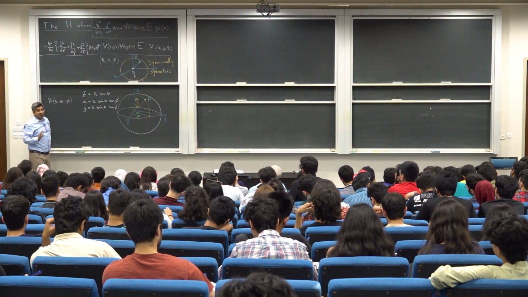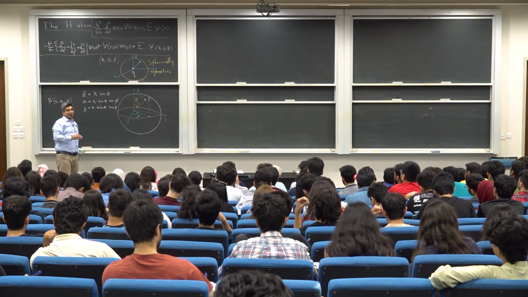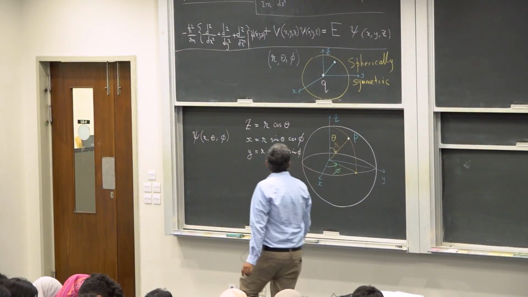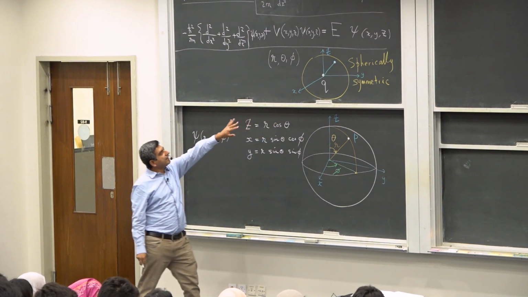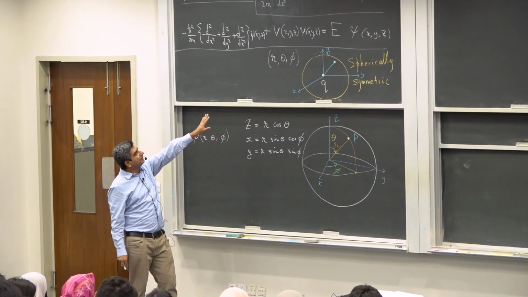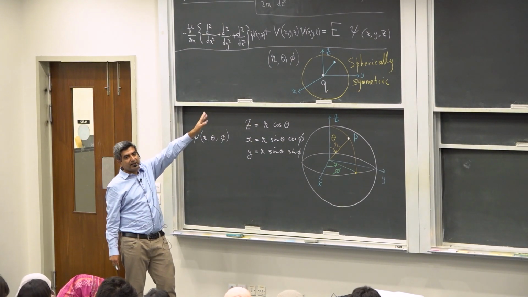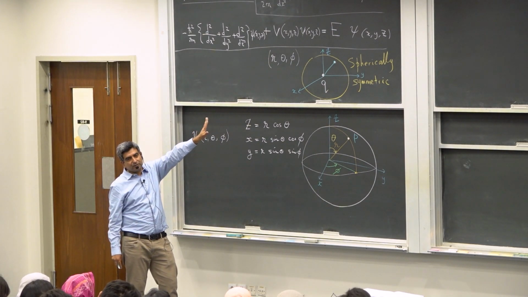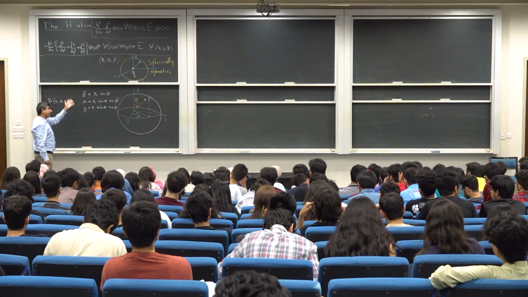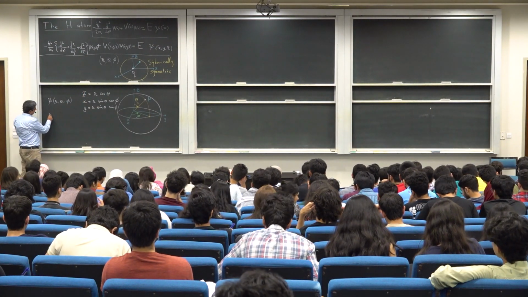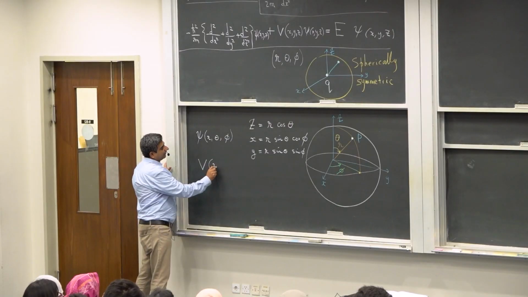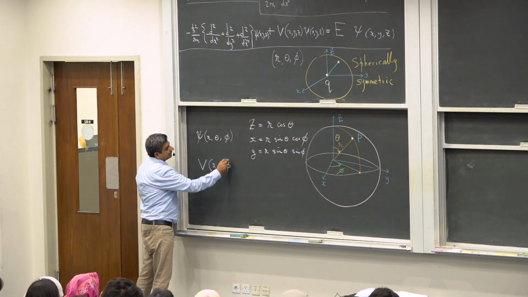By the way, today is going to be an involved lecture, so you have to follow each and every step. So first of all, I can replace the psi x, y, z with a kind of r, theta, phi. My potential energy can be written in terms of x, y and z, r, theta, phi. So my V becomes now a function of r, theta and phi.